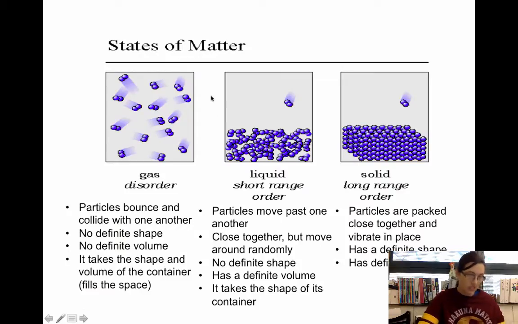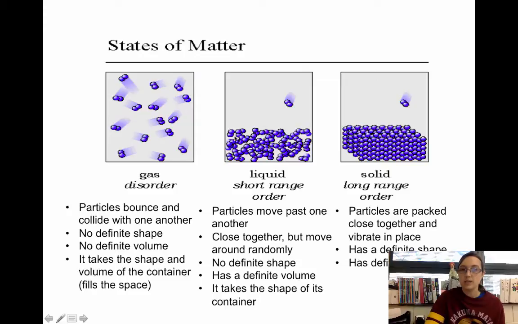Then the next thing that we're going to look at are states of matter. We have 3 states of matter, and you need to be able to distinguish between the 3. We have a solid, a liquid, and a gas. If we start by looking at the gases, these are called particle diagrams. Gases are very disordered. All the particles bounce off of one another, they collide with one another. They have no shape and no volume. What that means is when you put it into a container, it takes the shape and volume of the container and fills up the space. Gases have the most energy.